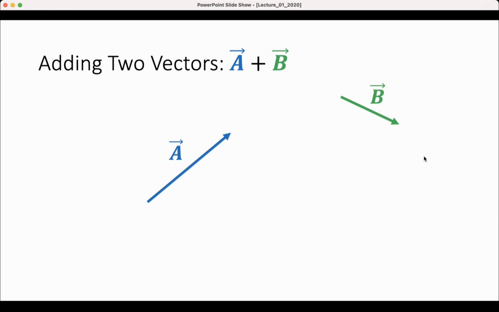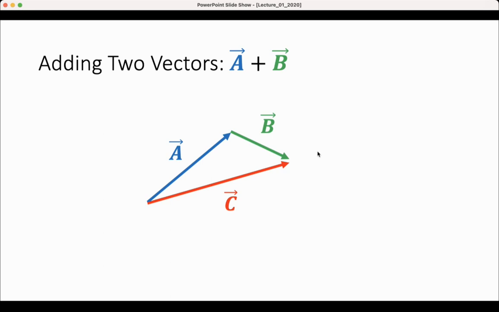The procedure for doing this graphically is I slide B so that the tail of B is placed at the tip of A, and then the tip of B is going to be important. So I slide B so that the tail of B is at the tip of A. Then the vector sum of A plus B is represented by a vector that starts at the tail of A and goes to the tip of B. So C is a vector that is equal to the sum of A and B, starts at the tail of A, goes to the tip of B.